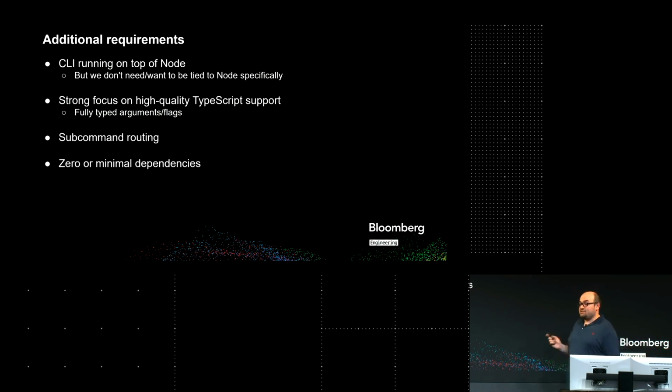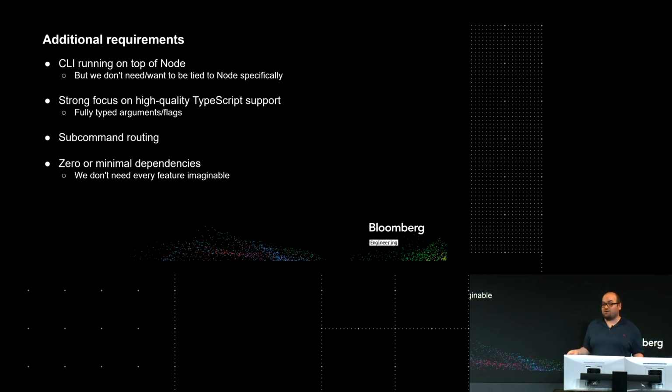Ideally, we would like to have zero or minimal dependencies. We don't want to have to bring in a whole bunch of stuff that needs to get loaded every single time someone wants to run any command, because that slows things down. And like I said, we don't need every feature imaginable. There are a lot of command line tools out there today that have very fancy features that do a lot of things, and we don't necessarily need every single feature.